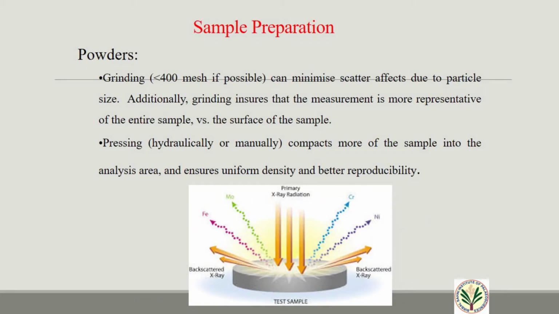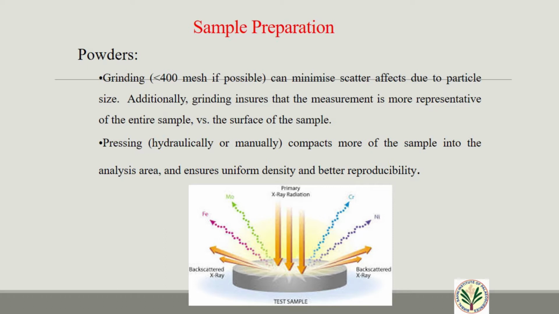Here we will discuss sample preparation. Initially, we grind the samples to approximately 400 mesh. That can minimize the scattering effect due to particle size. Additionally, grinding ensures that measurements are more representative of the entire sample.